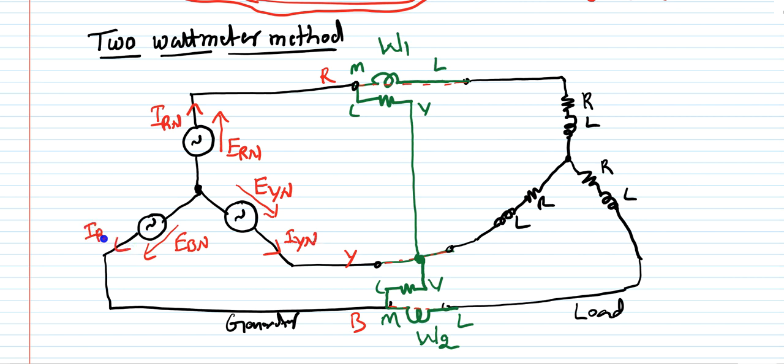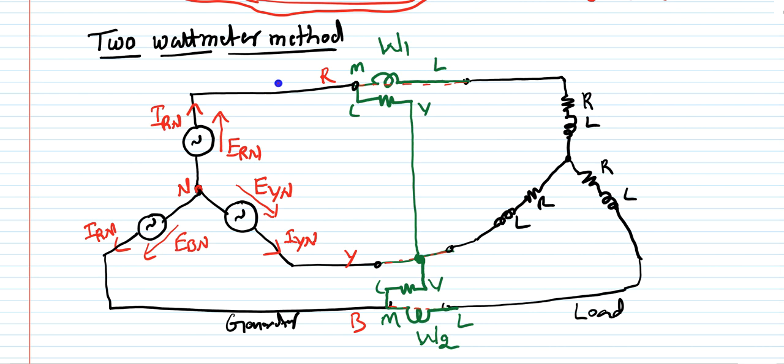And the same current here is showing IRN. So all these variables I have shown are nothing but the phase currents and phase voltages, isn't it? This is the neutral point. These are the phase currents and phase voltages, all the variables I have shown here.